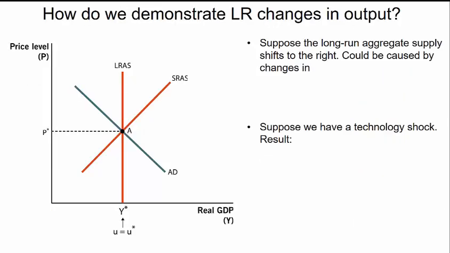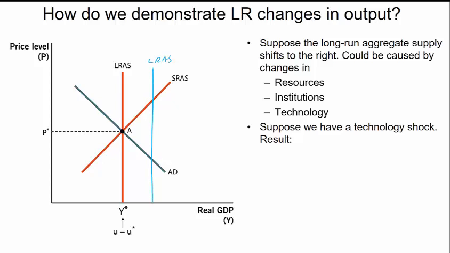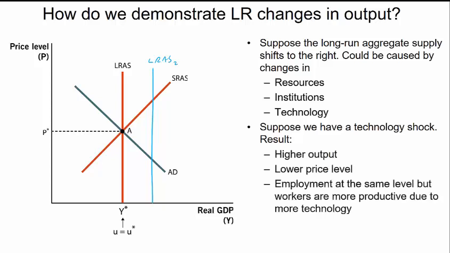So let's demonstrate some long-run changes in output. Suppose the long-run aggregate supply curve shifts to the right. Let's do that. Boom. This is like a redo of what we just did. LRAS2. As a result, we're going to get the AS curve to also shift. And now we are at point B. So we've reduced the price level, we've increased output.